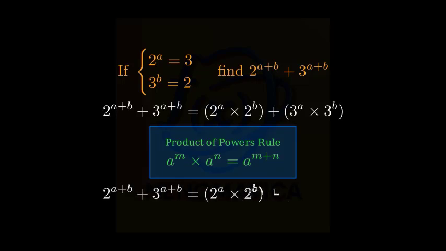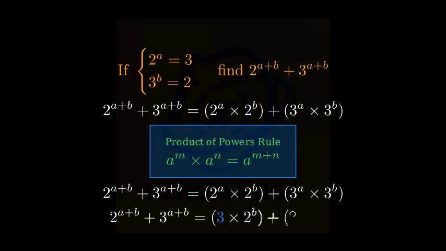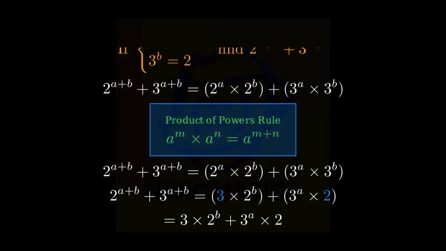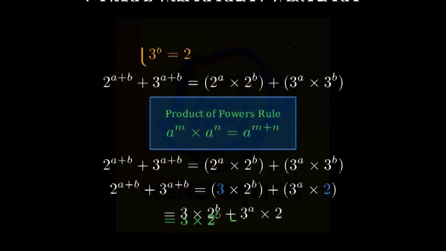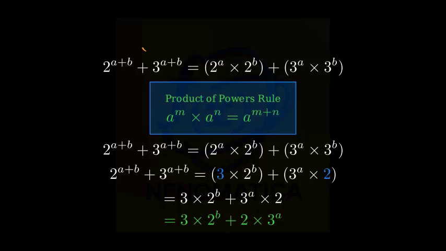Now we can substitute the values we know. From the given conditions, 2^a = 3, and 3^b = 2. We now have 3 times 2^b plus 3^a times 2. However, we don't know what 3^a or 2^b equal directly, but when we look at our given conditions, we can derive them. We can rearrange to make our expression clearer. So we have 3 times 2^b plus 2 times 3^a.